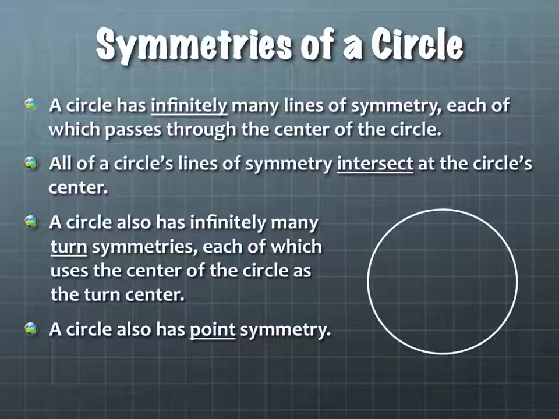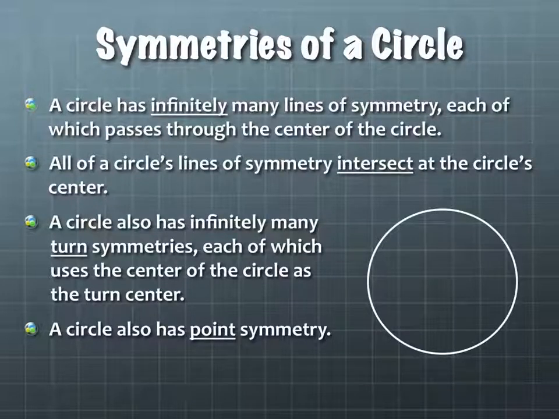Circles are fantastic. A circle has infinitely many lines of symmetry, each of which passes through the center of the circle. All of the circle's lines of symmetry intersect at the circle's center. The circle has infinitely many turn symmetries, each of which uses the center of the circle as a turn center. And a circle also has point symmetry.